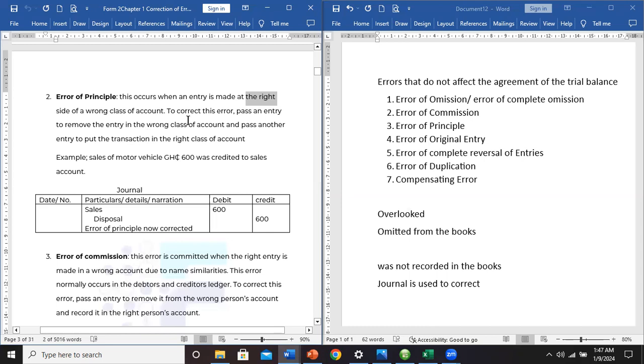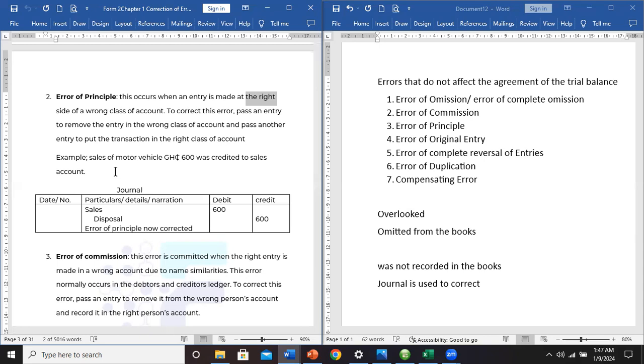Okay, how do you correct it? You have to erase the entry in the wrong class and put it in the right class, again by doing your debit and credit. So I have an example here. Sale of motor vehicle was credited to sales account. So let me explain this one.